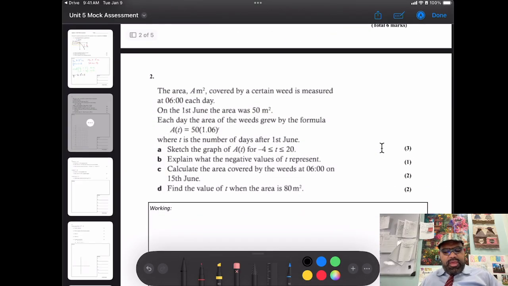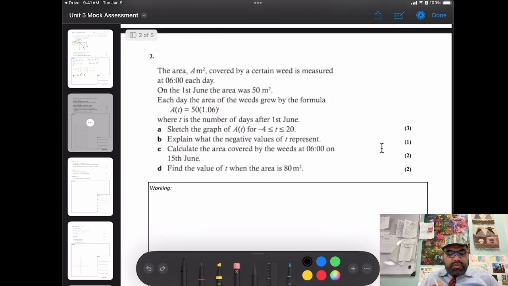The area A meters squared covered by a certain weed is measured at 6 a.m. each day. On the 1st of June, the area was 50 meters squared. Each day, the area of the weed grew by the formula A of t. Sorry, guys, this means A of t, equals 50 times 1.06 to the t power, where t is the number of days after 1st June.